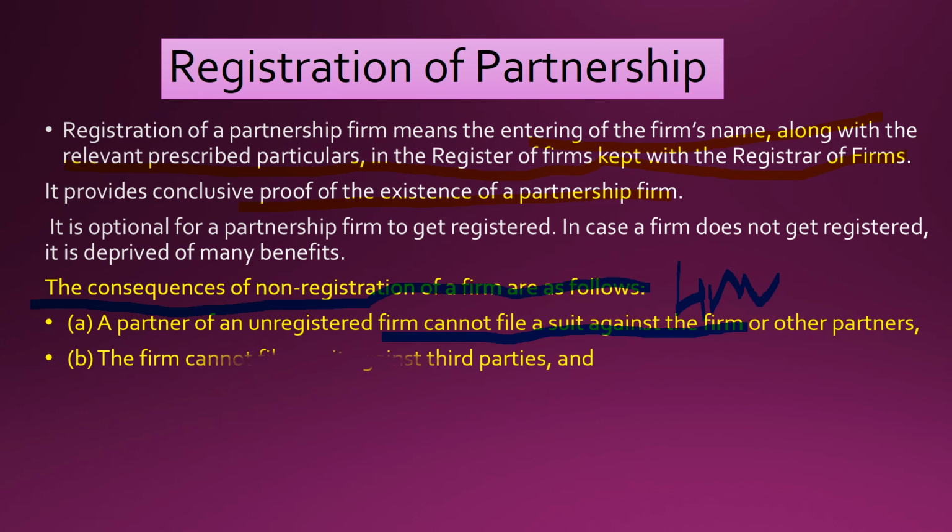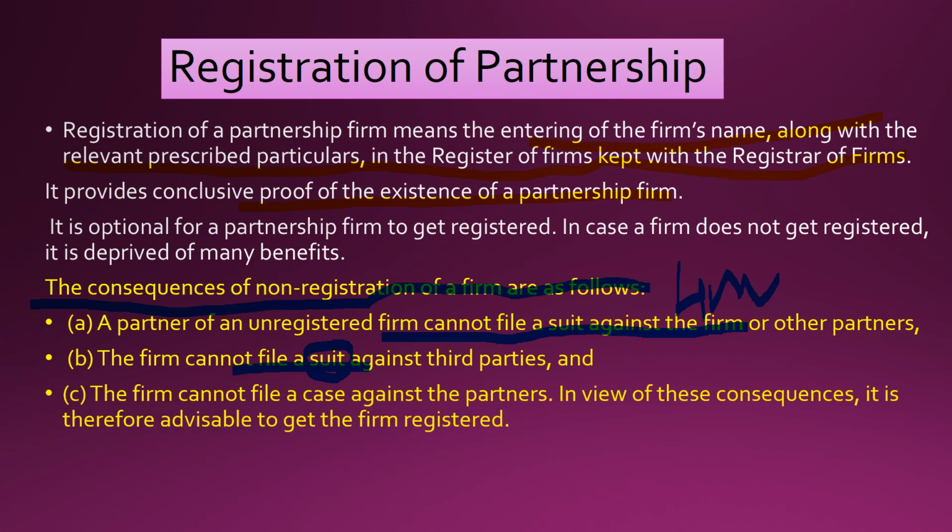The second one is the firm cannot file a case. Suit here refers to case. The firm cannot file a case on a third party. Third party means another organization or, let's say, another company. Like that, a firm cannot file a case. Then the third one, the firm cannot file a case against its own partners, the people who are working with you itself. The organization cannot file a case. Why? Because it is not registered. Only if it is registered, it can file a case.